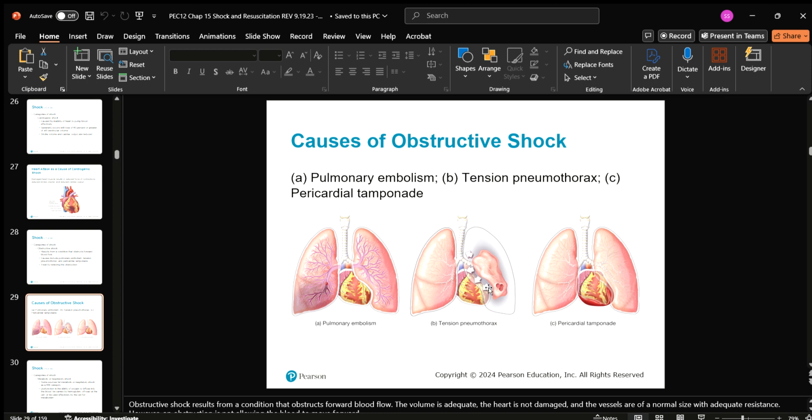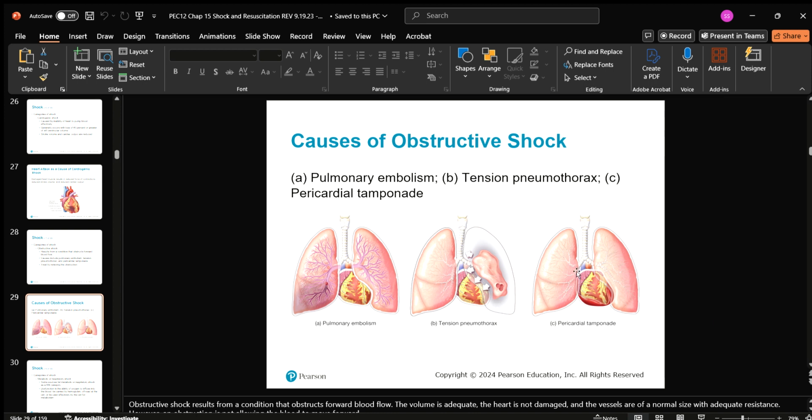Okay, another one is tension pneumothorax. We talked about this. There's a hole in the lung, and the buildup of air compresses the heart and the good lung. You can also see in this photo the trachea is starting to move in the opposite direction of the injured lung, whereas in these other 2 photos, they're just straight up and down. This one is slightly curved.